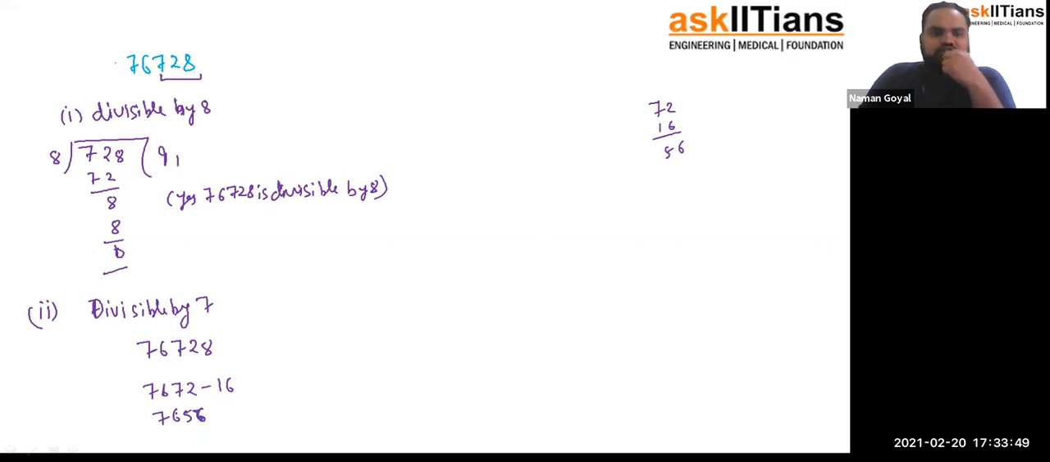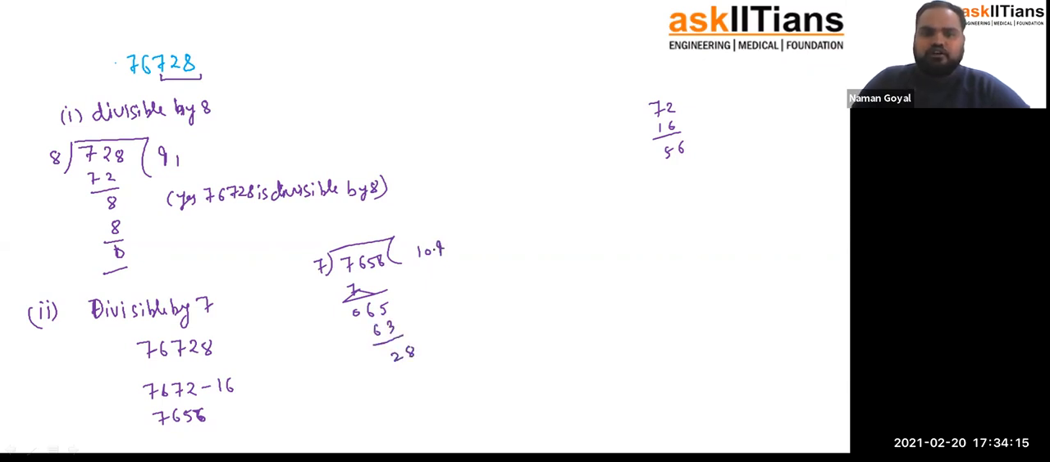Now you can check 7656 easily. 7656 by 7. 1 times gives 7, 0, right? Now if you put 6, it will give 0, 5. How many times will it go? 63 is 9 times. Not this, it is 8, 6 basically. So no, it is not divisible. So it is 3 times, 21, so 5 is the remainder. So we can say that this number is not divisible by 7.